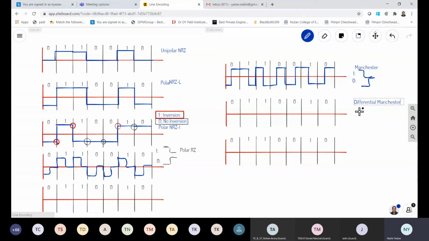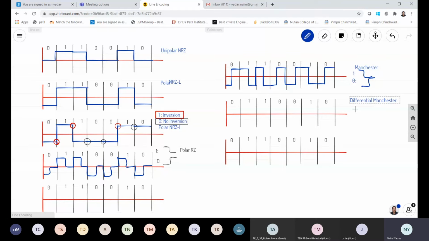Fine. So now what is the important part in differential Manchester? We see differential Manchester is a combination of NRZI and RZ. Look at NRZI. This is my NRZI and this is my polar RZ. So my differential Manchester is a combination of NRZI and polar RZ. Correct?